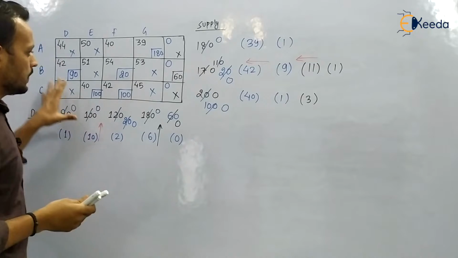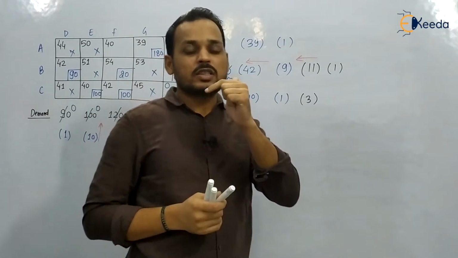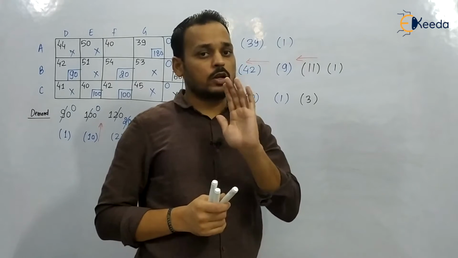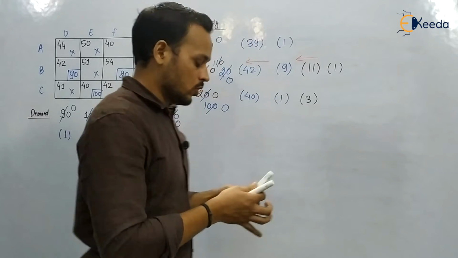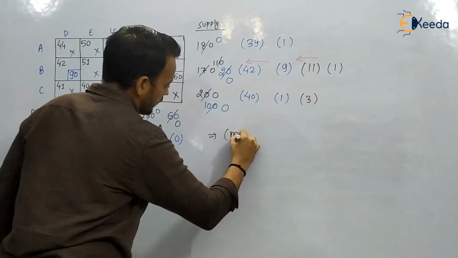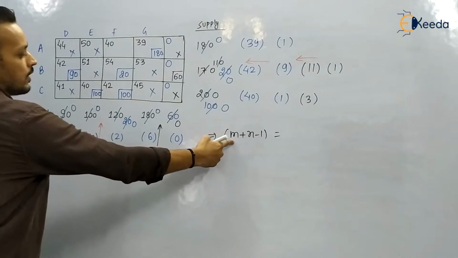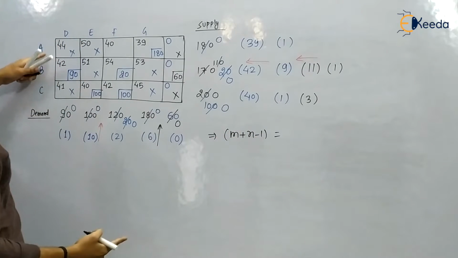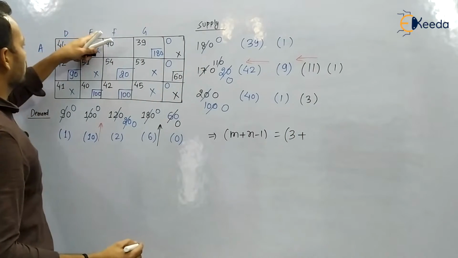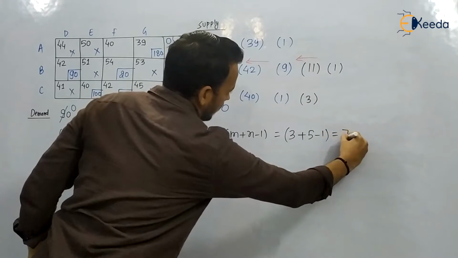First we will check whether this solution is optimal or not. Before going to that, we will check that the number of allocations must be equal to m plus n minus 1. Here we will write m plus n minus 1. m was supply, n was demand. So 3 supply and 5 demand: 3 plus 5 minus 1 is going to be 7.